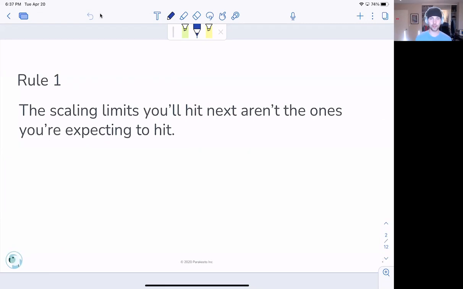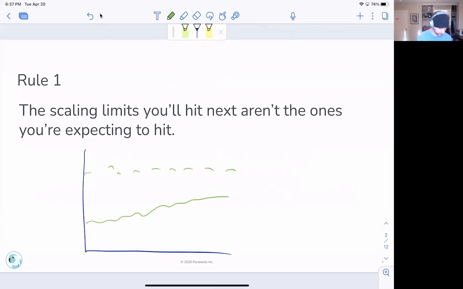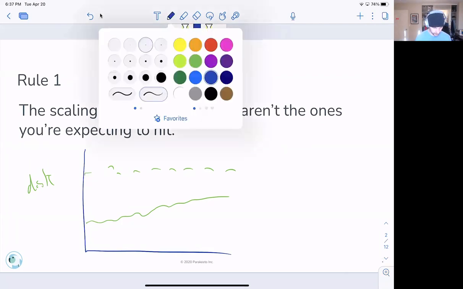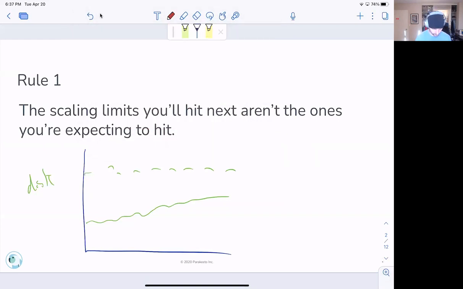Rule number one: the scaling limits you'll hit next aren't the ones you're expecting to hit. This has happened to me a number of times, where you've got some kind of scaling issue that you're watching, let's say disk size on a server. You know you're going to hit this line eventually, you're watching it slowly trend up, and you're anticipating that you're going to hit this problem. What seems to happen time and time again is that something comes out of completely left field and hits you in the face way earlier than you're expecting.